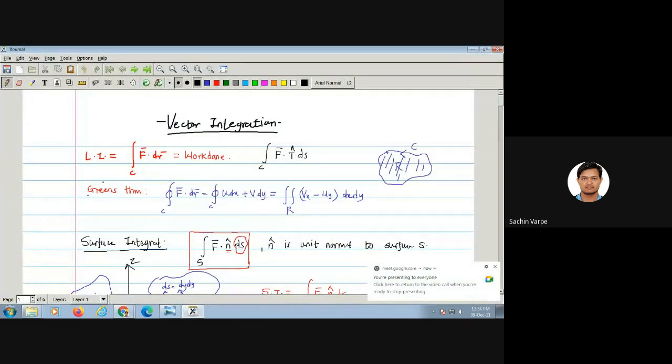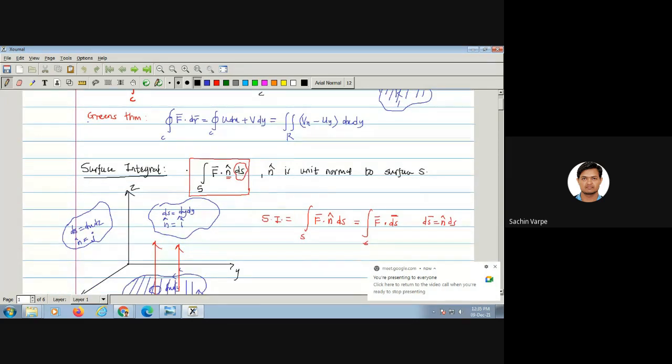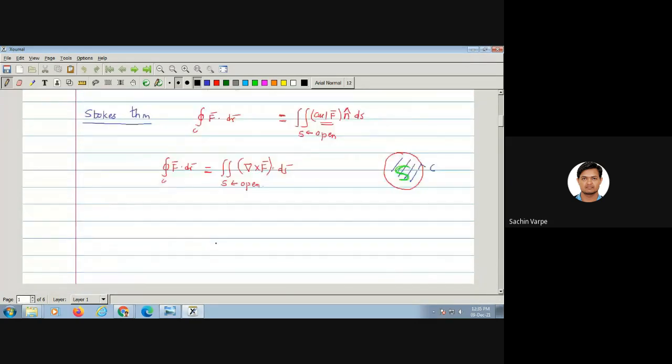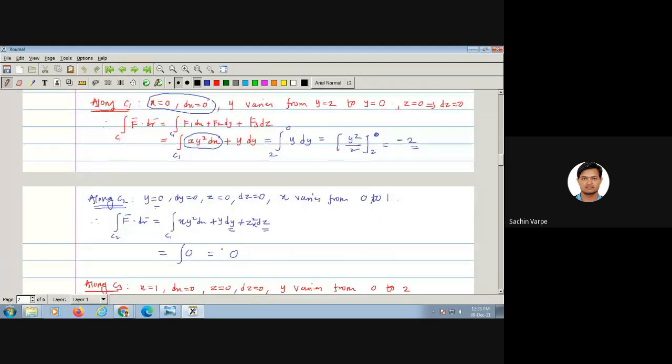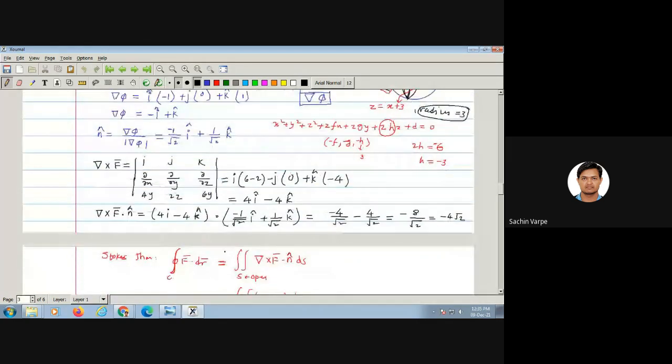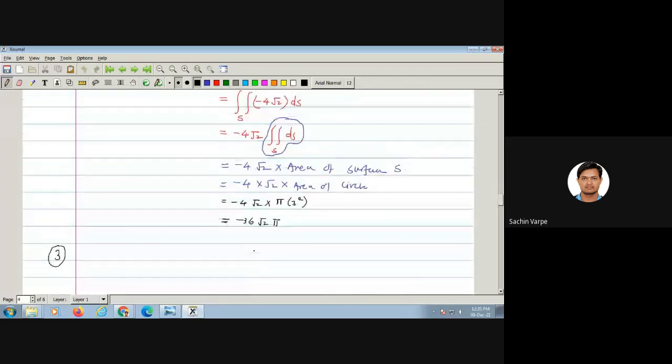So we have started with the vector integration. We have discussed the first part, that is line integral and its physical interpretation as work done in detail, right? And in the last lecture we discussed surface integral and its application to the Stokes theorem, isn't it? We have discussed one example also. So any doubt, any question in Stokes theorem?